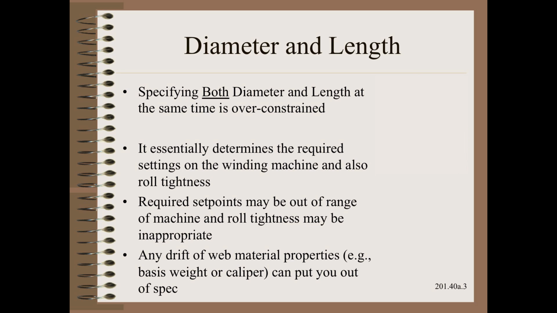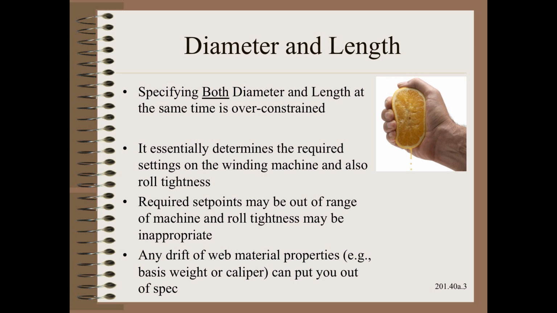My 2-day winding class students will recall that specifying diameter and length at the same time is over-constrained, and why this is so. Hint: winding is a one-knob process, meaning that any drift of certain material properties will cause wound roll properties to also drift.